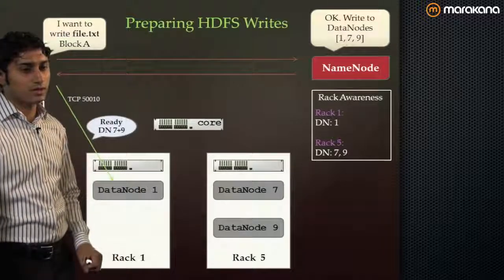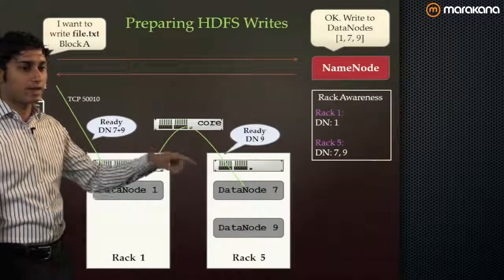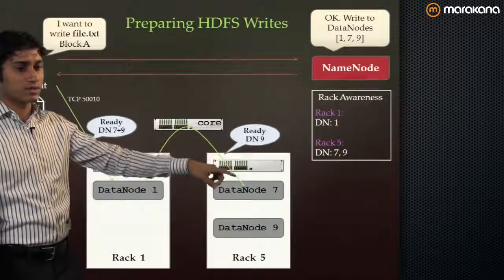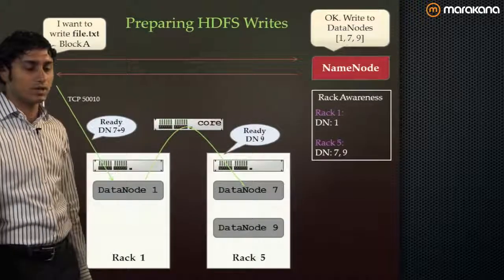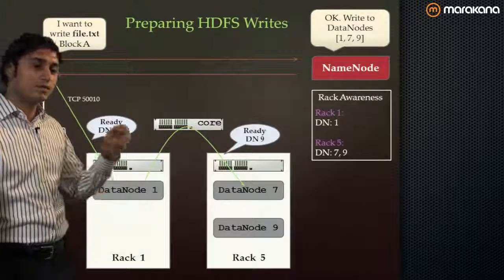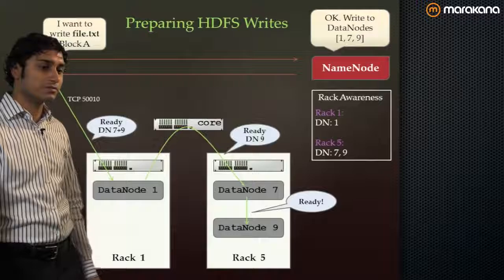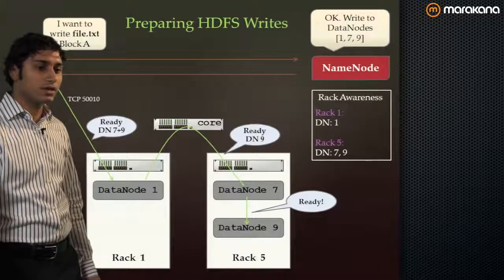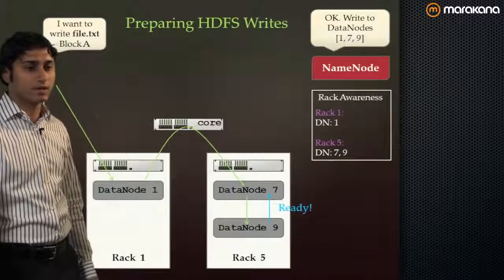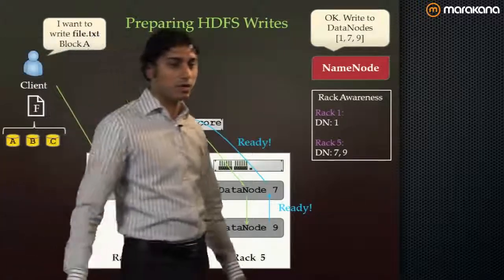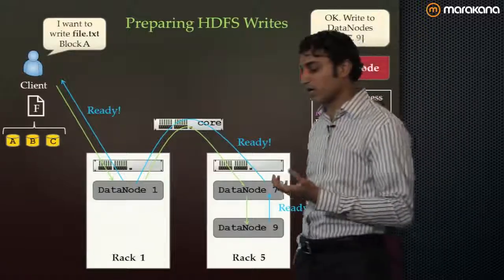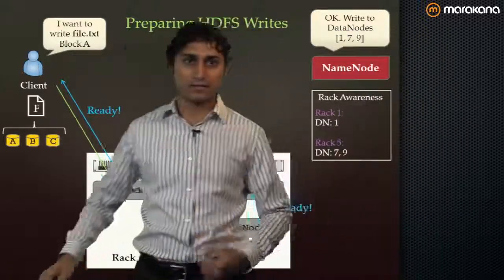So then data node 1 will forward on that ready command by hopping through the top of the rack switch, the core switch, and the next top of the rack switch, to data node 7 and send the ready command and ask 7 to get 9 ready as well. And then finally, data node 9 will let 7 know that it's ready, and 7 will let 1 know that it's ready, and 1 will let the client know that they are all ready and the TCP pipeline is ready to take down that first block.